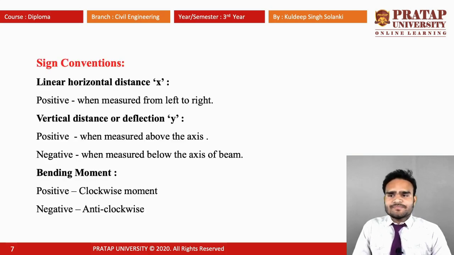And sign convention. Sign convention for horizontal distance x: if you travel from left to right, then it is positive. For vertical distance, above the neutral axis is positive and below the neutral axis is negative. So when measured above the beam axis, it is positive, and below the axis is negative. And for bending moment, clockwise moment is positive and anti-clockwise moment is negative.